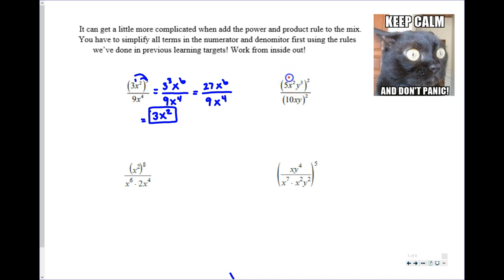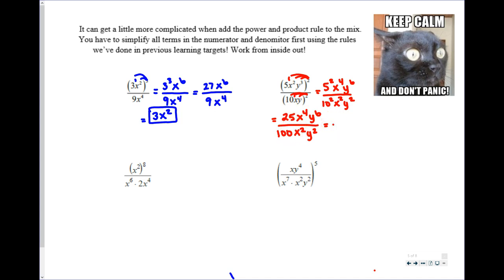I'm going to go ahead and do the same thing I did in the last problem, only now I have to do it on both of these. So on the top, I get 5 squared, x to the 4th, y to the 6th. And on the bottom, I get 10 squared, x squared, y squared, because all of those have an exponent of 1. When I simplify the top, I have 25 x to the 4th, y to the 6th. And on the bottom, I have 100 x squared, y squared.